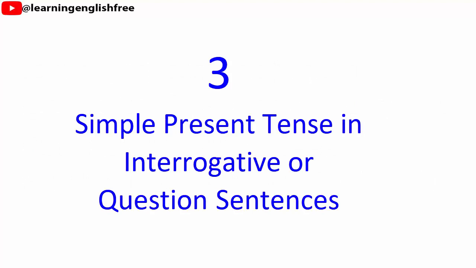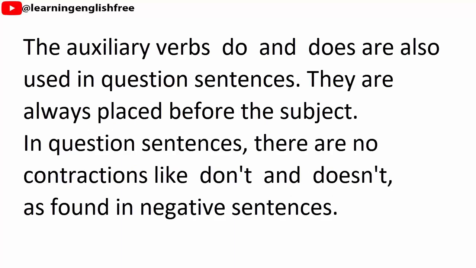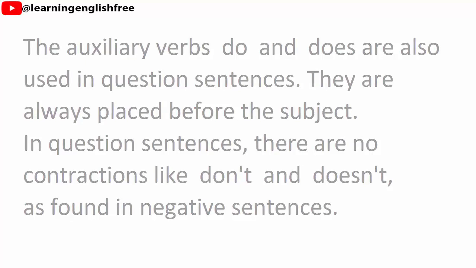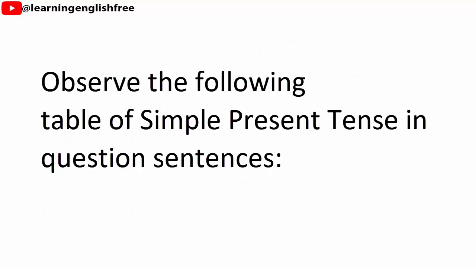3. Simple present tense in interrogative or question sentences. The auxiliary verbs do and does are also used in question sentences. They are always placed before the subject. In question sentences, there are no contractions like don't and doesn't, as found in negative sentences. Observe the following table of simple present tense in question sentences.